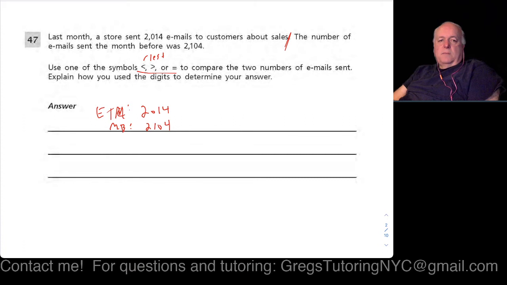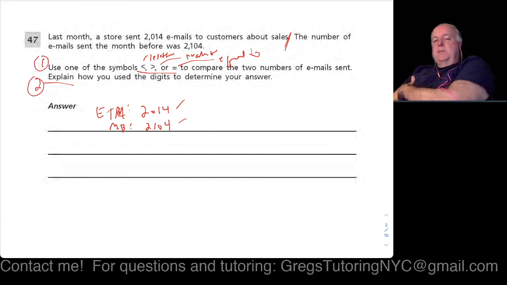Okay? Using these symbols, which mean less than, greater than, or equal to, compare the two numbers. Which two numbers? This number and that number. Compare the two numbers of emails sent. Explain. So this is, again, a two-part question. First of all, they're asking you to use the symbol to do the comparison, and then second, explain why.